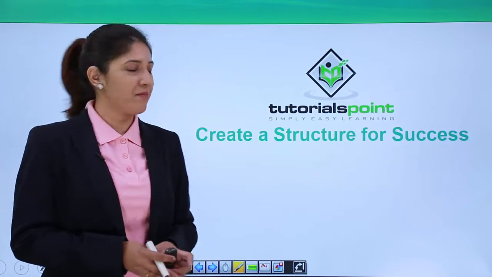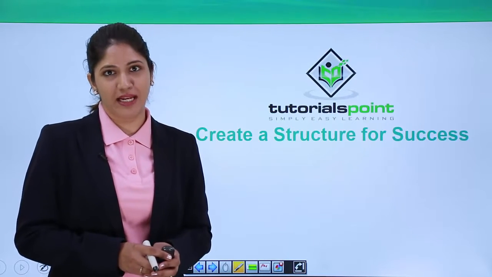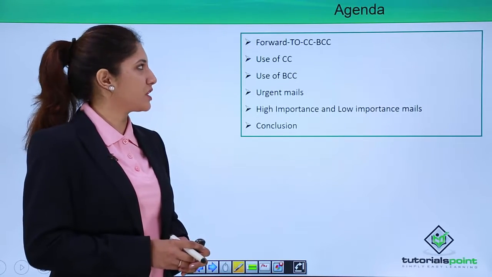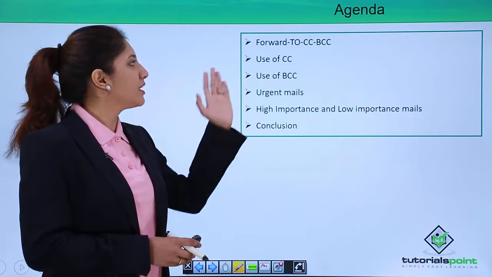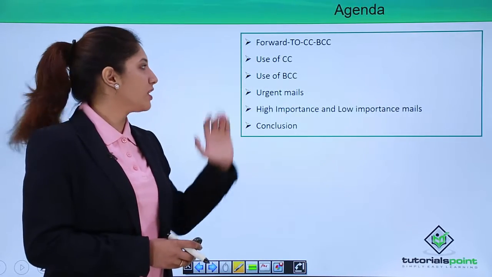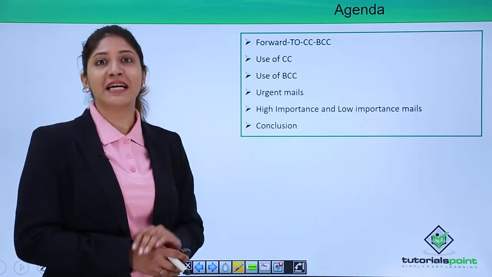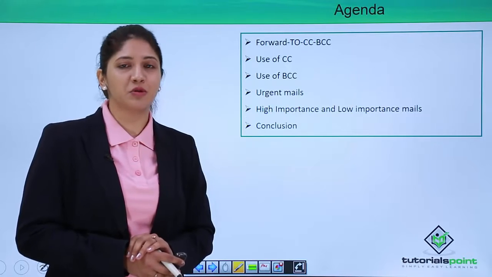Today we are going to talk about creating a structure for success when it comes to email writing. So let's find out what it is about. First, forward, that is To, CC and BCC, the use of CC, the use of BCC, urgent mails, high importance and low importance mails, and at the end we'll see a conclusion on this.